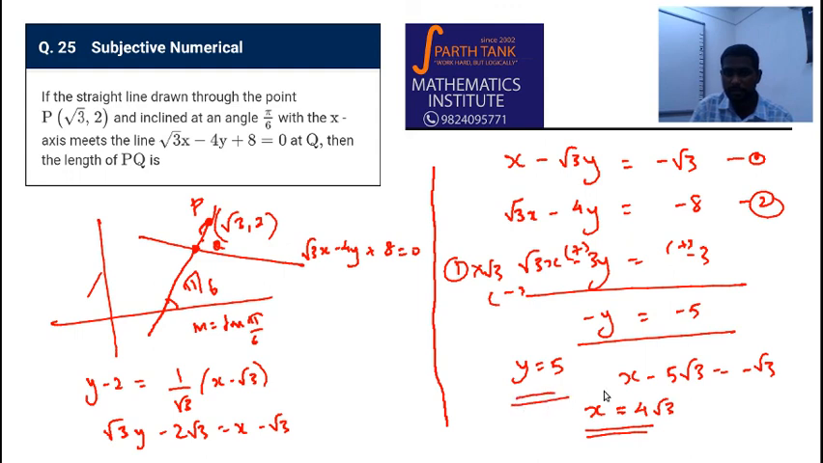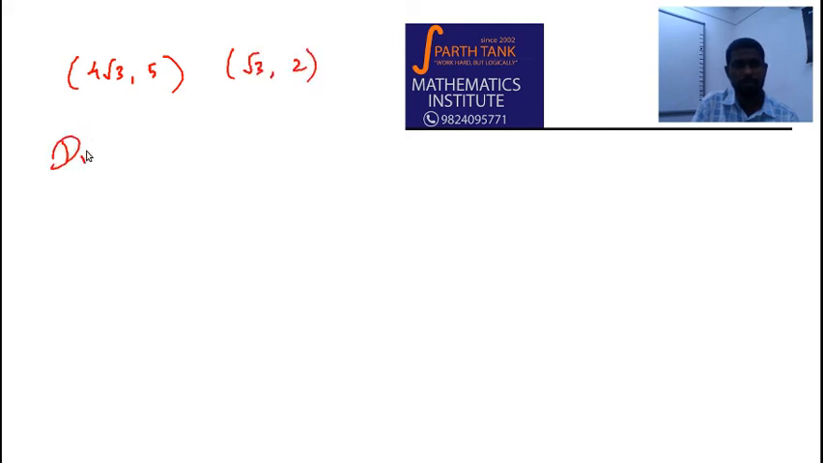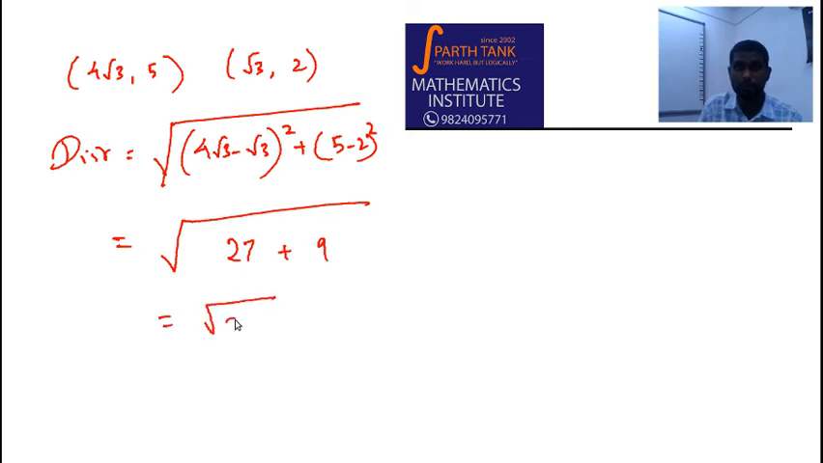I got x and I got y, and all I have to do is find the distance between them. So this point is 4 root 3 comma 5. So the distance between 4 root 3 comma 5 and root 3 comma 2 is the square root of 4 root 3 minus root 3 the whole square plus 5 minus 2 the whole square. So this becomes 3 root 3 the whole square, which is 27, and 9. So this is root of 36, which is nothing but 6. So the answer is 6.